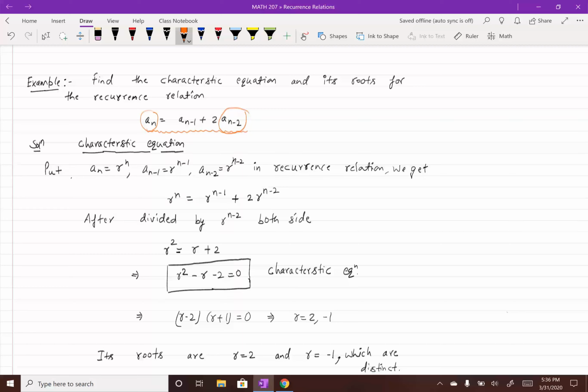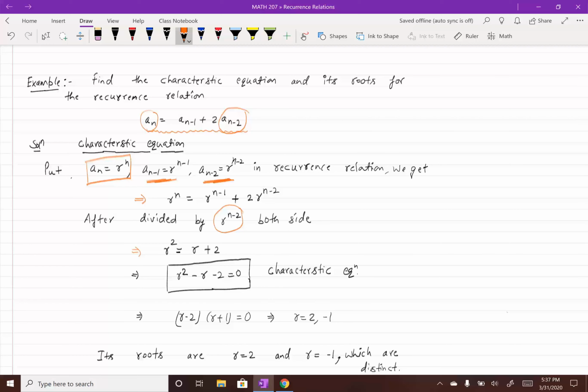Okay, now to get the characteristic equation, we start by assuming that A of n is equal to r to the power n is the solution of this recurrence relation. Then A of n minus 1 becomes r to the power n minus 1, A of n minus 2 becomes r to the power n minus 2, and then you put those values in your recurrence relation. So the recurrence relation converts into the following form: r to the power n equals r to the power n minus 1 plus 2 times r to the power n minus 2. And since r is not equal to 0, you can divide the whole expression by r to the power n minus 2, and this equation can be transformed to r square equals r plus 2.